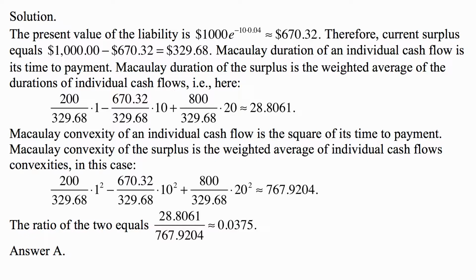Macaulay convexity of an individual cash flow is the square of its time to payment, and Macaulay convexity of the surplus is the weighted average of individual cash flows convexities. In this case, 200 over 329.68 times 1 squared minus 670.32 over 329.68 times 10 squared plus 800 over 329.68 times 20 squared. And that's approximately 767.9204, and the ratio of the two is approximately 0.0375, which is answer A.